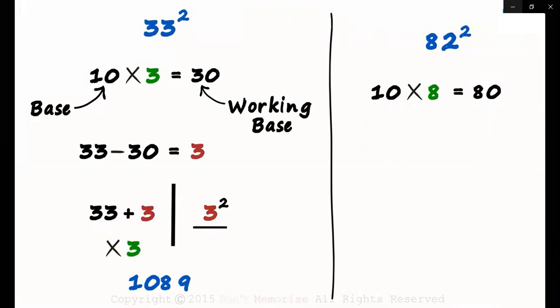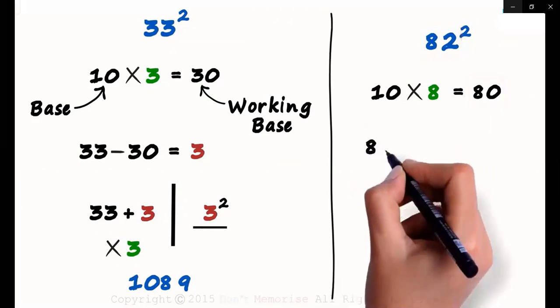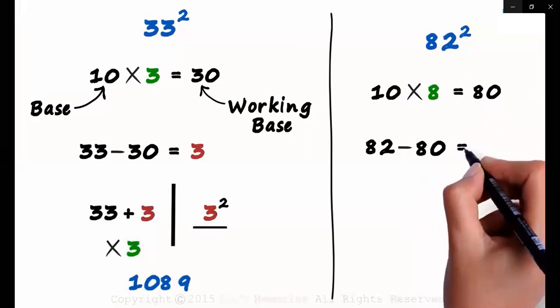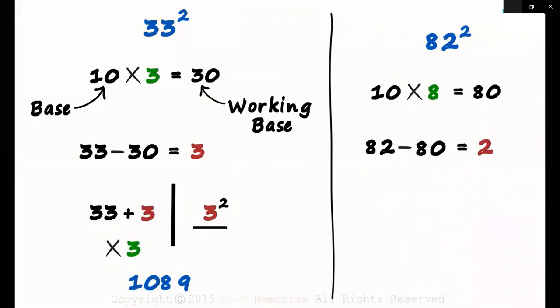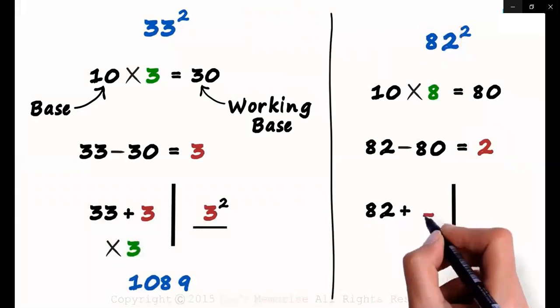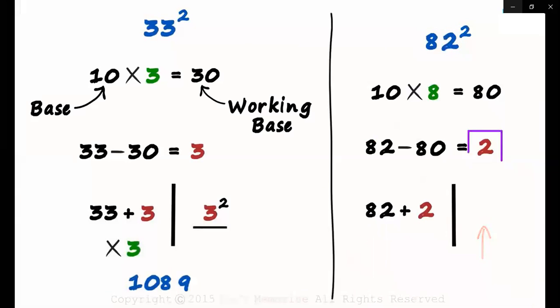So what is the next step? We have to subtract the working base from the number, that is 82 minus 80. So 82 minus 80, we got 2 over here, right? And the next step is we'll make a partition. On the left hand side, we have to write the sum of the number and the difference, that is 82 plus 2. And on the right, we have to write the difference only, that is 2 square.